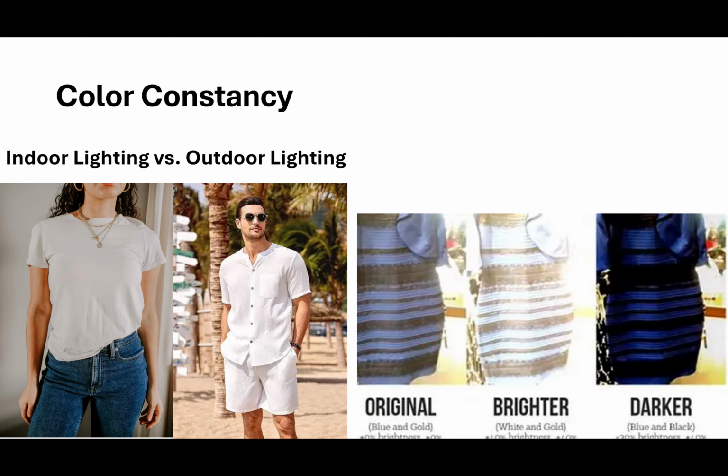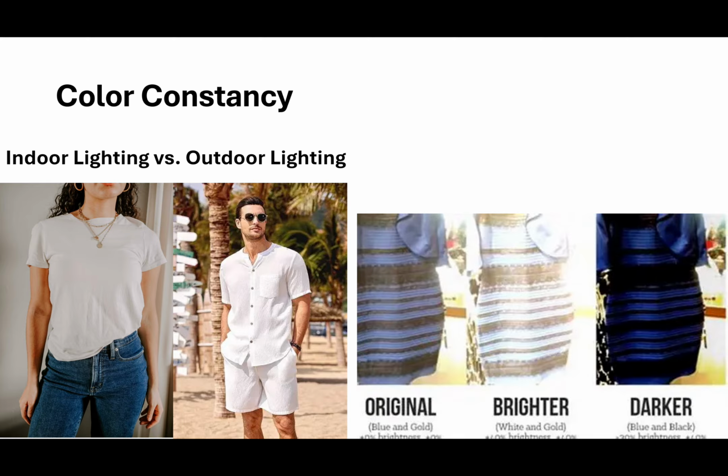Another important concept is color constancy. This is our ability to perceive an object as the same color even when lighting changes. For example, a white shirt still looks white whether you're indoors under yellowish light or outside in a bright light.